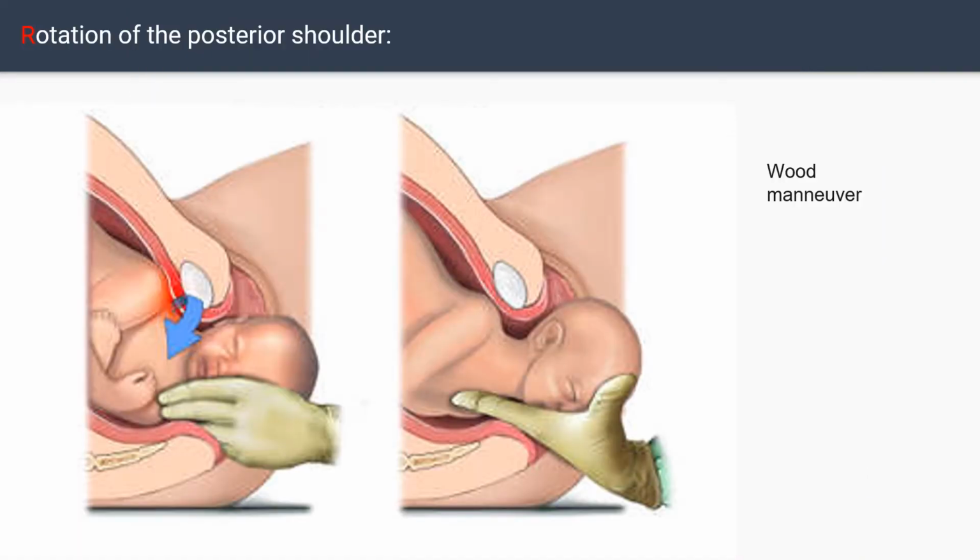Now, the R, that is rotation of the posterior shoulder, the fourth part of ALARMER, is called the Wood maneuver. You don't have to remember the name again. The only important thing is to remember the concept. Now you do the opposite of the first maneuver. So you put your hand in the anterior aspect of the posterior shoulder in order to rotate the baby in the other way, anticlockwise, and you can decompress the shoulder because the shoulder that was anterior, you put it posteriorly.